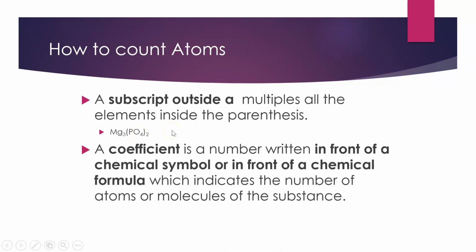A coefficient is a number written in front of a chemical symbol or in front of a chemical formula, which indicates the number of atoms or molecules in the substance. So a coefficient multiplies the entire thing by that number. For example, 3C means I have 3 carbons. 2H2O is telling me I have 2 waters, which means I have 4 hydrogens and 2 oxygens.